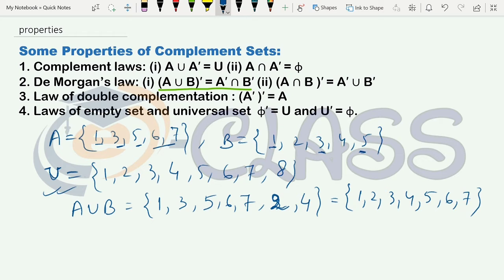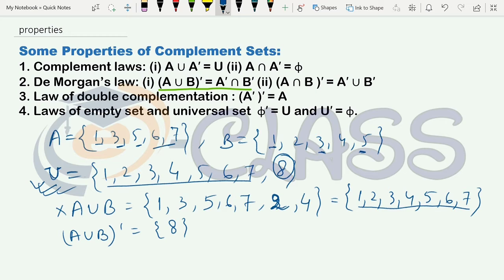Now (A union B) complement. For this we consider those elements that belong to U but do not belong to A union B. A union B contains 1, 2, 3, 4, 5, 6, 7, so we just consider the element 8. So (A union B) complement equals {8}.